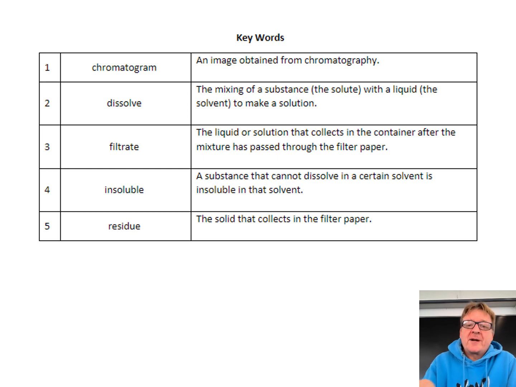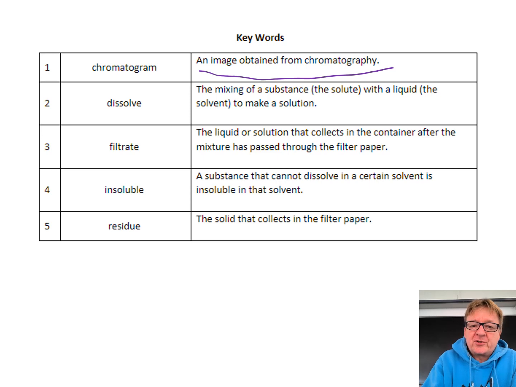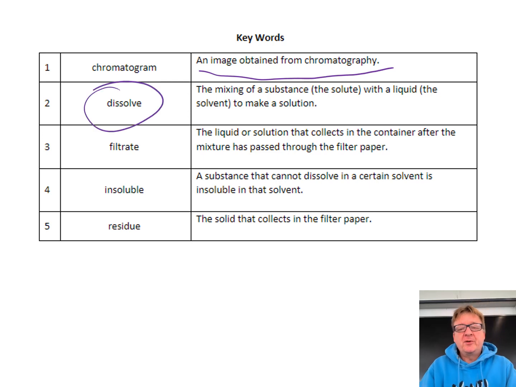Keywords. Chromatogram is an image attained by chromatography. So your piece of paper at the end is your chromatogram. The mixing of a substance, the solute, with a liquid, the solvent, to make a solution is called dissolving. Right? You put your cup of tea, you put your sugar in, that's dissolving.